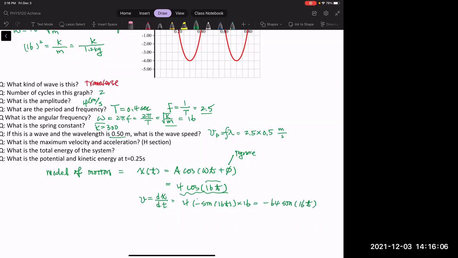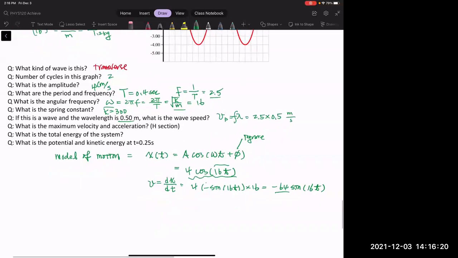So what is the maximum velocity? This is the maximum velocity: 64 is the maximum velocity. Another one is the maximum acceleration. You take another differentiation and you will find out the acceleration. I'm not going to do it here, you can do it by yourself.